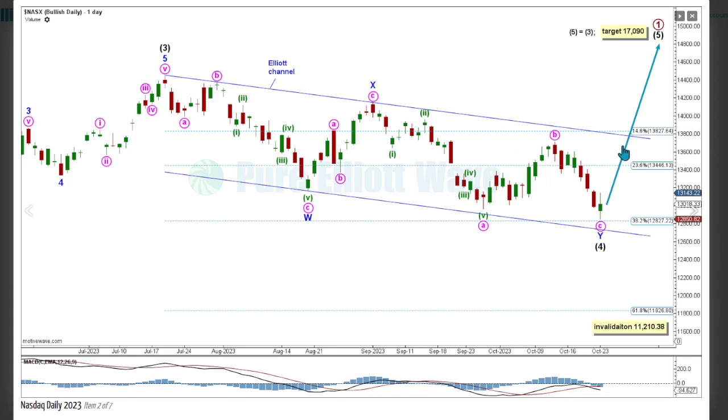A break above resistance at this channel will add confidence in intermediate wave 4 being over at this low and intermediate wave 5 pulling price higher.